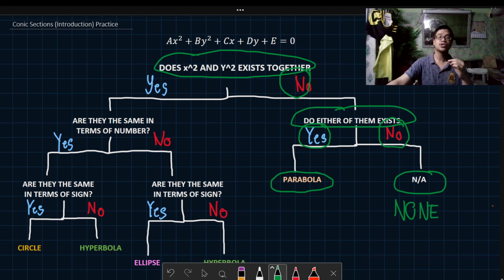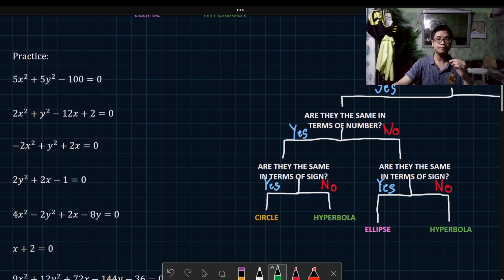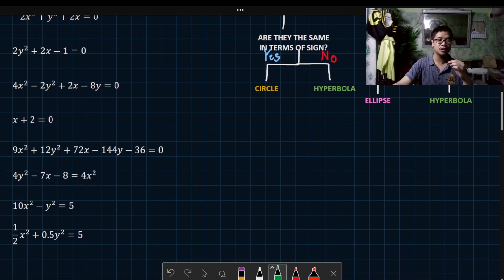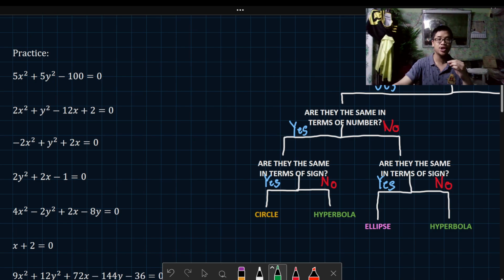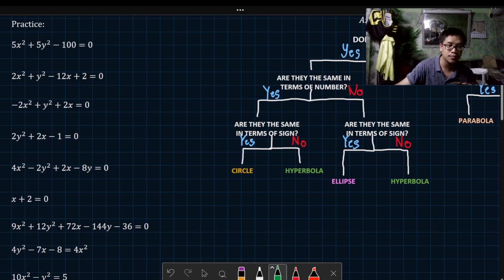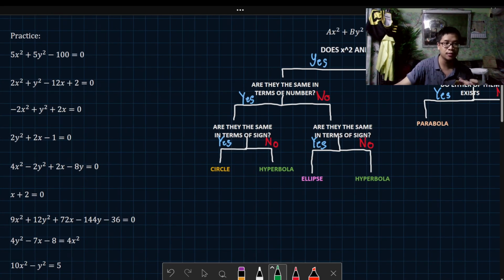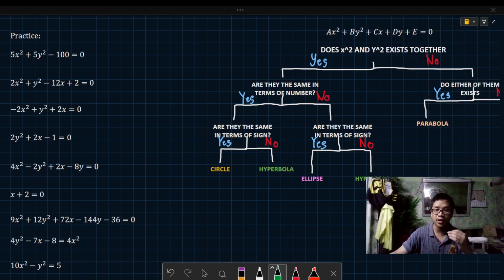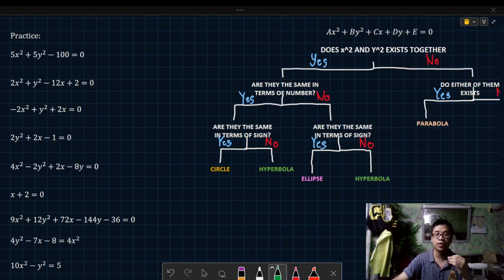That's it. All right. So let's try to apply this chart in our practice problem. We have these practice equations here. Let me just zoom out a bit. There we go. Let me just bring down my camera here. There we go. We're good to go.